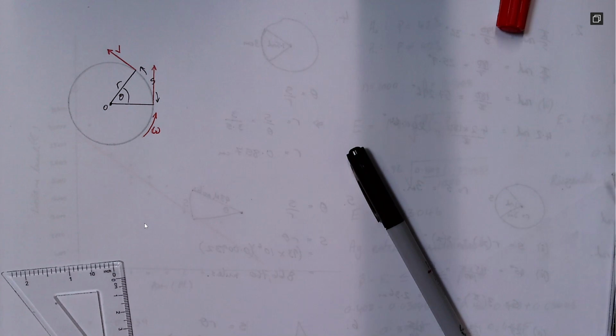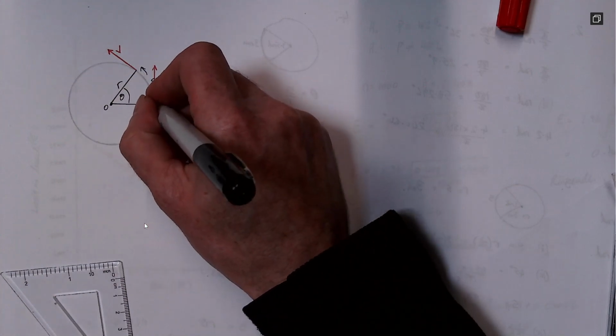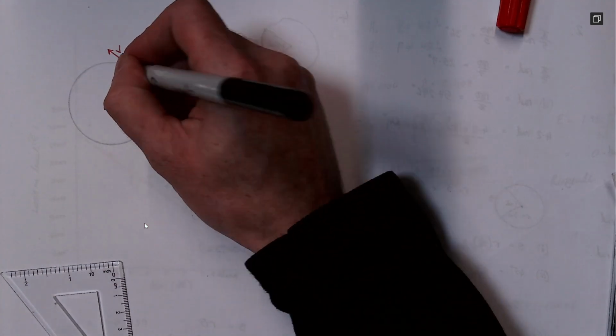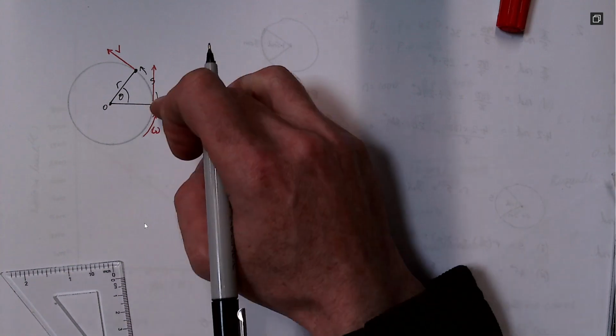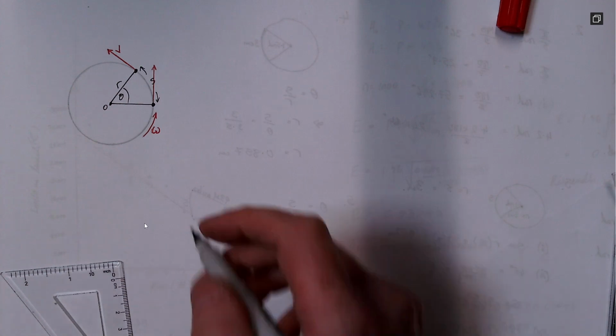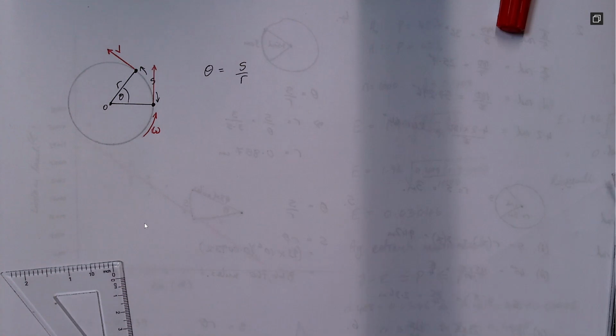Now in the diagram, between the two points, the angle at the centre, the angular velocity of omega, takes T seconds. The angle theta equals arc length S over radius R. So the angle traced out is equal to S over R.